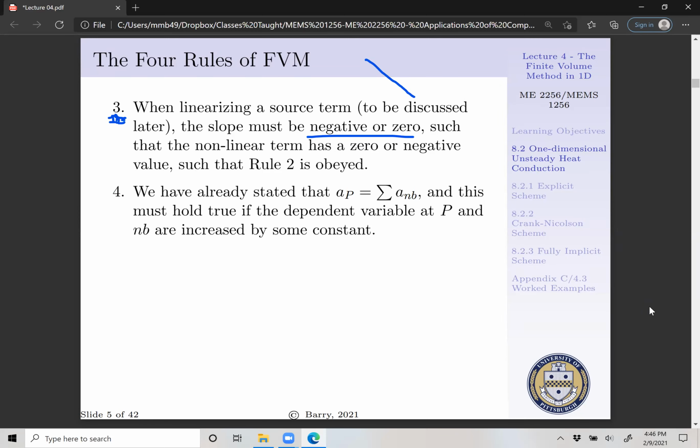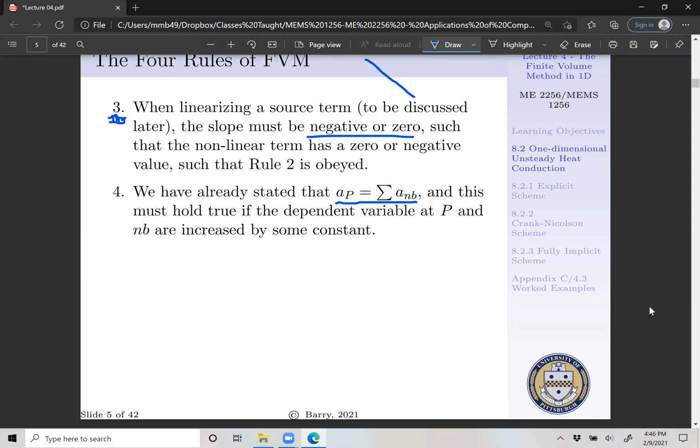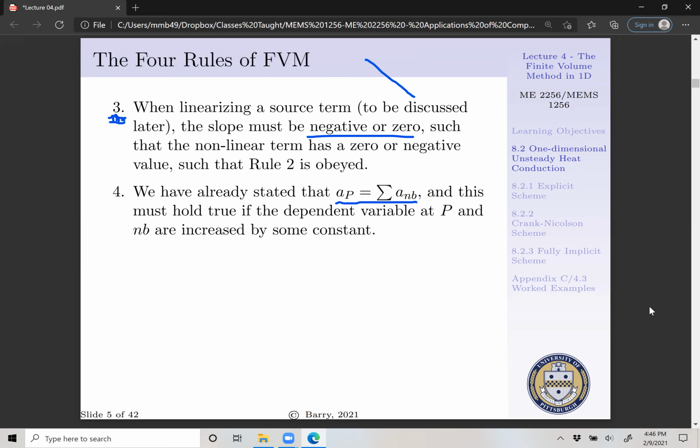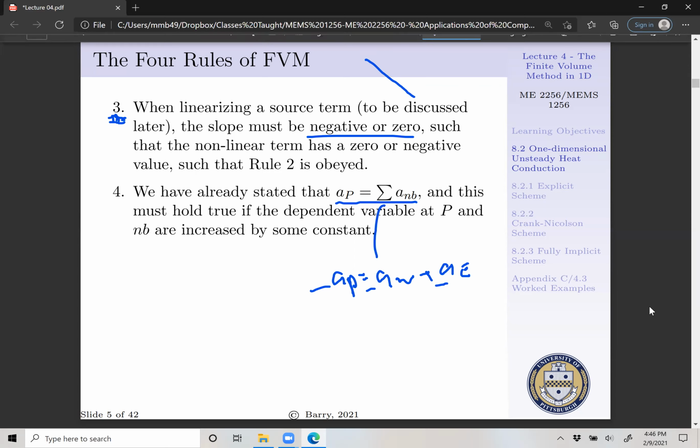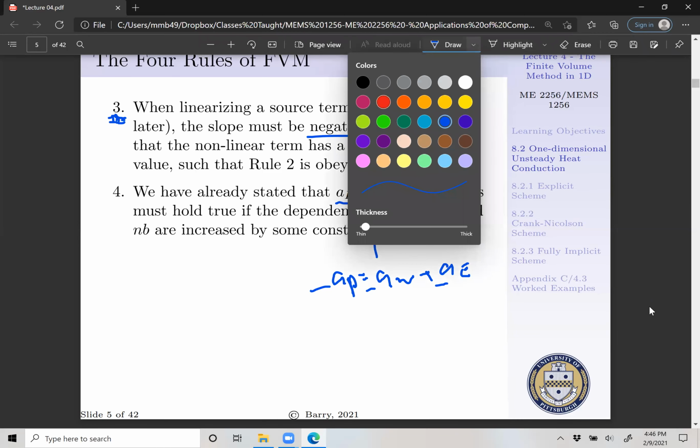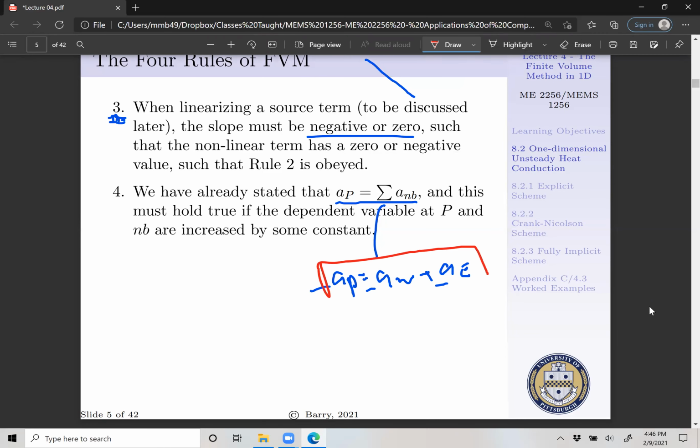Okay, and last but not least, our fourth rule is related to our second rule. Now, we know the AP has to be the sum of our neighboring coefficients. And this makes sense, right? AP is equal to A west plus A east. And when we said they all had the same sign, these are all positive quantities. And this has to hold true. Our equation we've cast in our finite volume has to hold true.